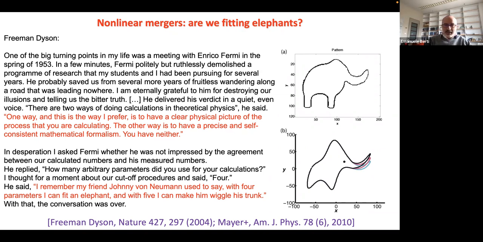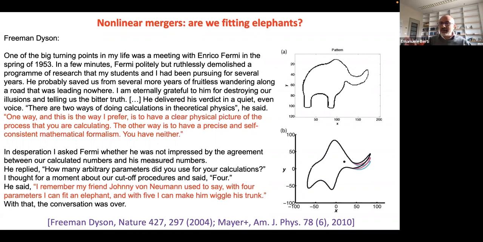You have neither. And Dyson says, in desperation, I asked Fermi whether he was not impressed by the agreement between the calculated numbers and his measured numbers. And he replied, how many arbitrary parameters did you use for your calculations? I thought for a moment, says Dyson, about our cutoff procedures, and I said 4. And Fermi replied, I remember my friend Johnny von Neumann used to say, with 4 parameters, I can fit an elephant, and with 5, I can make him wiggle his trunk. And with that, the conversation was over.